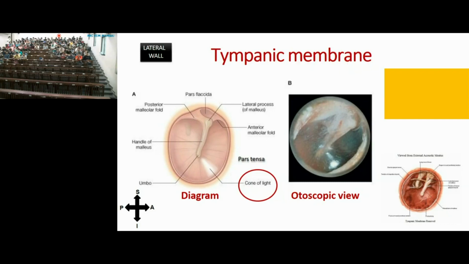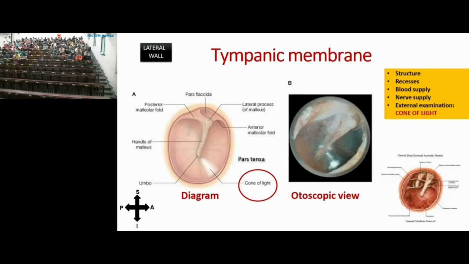Okay. So this is the otoscopic view. Here you can see the thin tympanic membrane. Here the handle of malleus is seen and this is the cone of light which is projected along the antero-inferior quadrant of the tympanic membrane. This is the basic structure which is seen after removing the tympanic membrane.